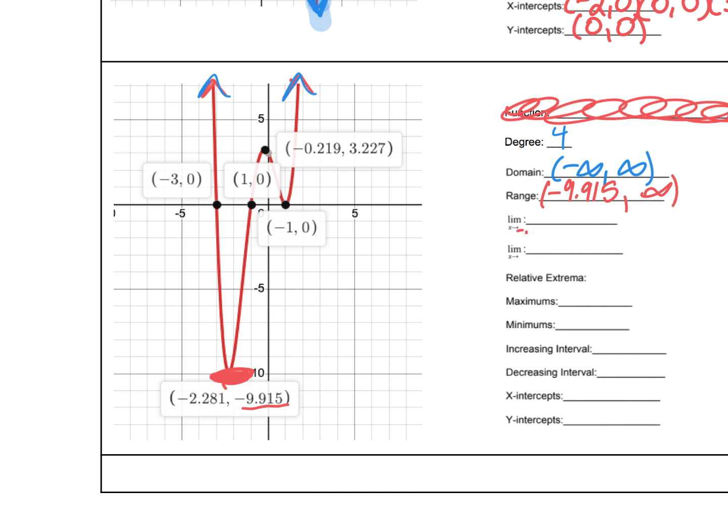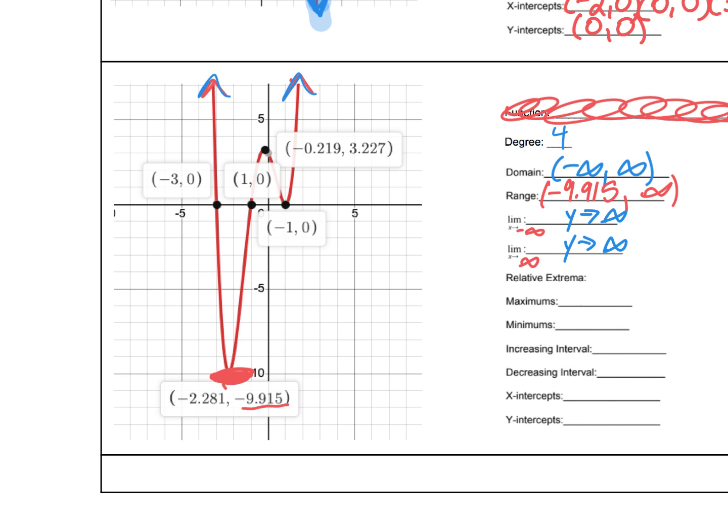Okay, limits, we copy our domain here for the x's, and then for y's, I just want to look. Well, we said that they're both going the same direction. They're both going to positive infinity. So whether I move left or right, I'm still going to positive infinity. Perfect. Okay. Then we're going to deal with our relative extrema.